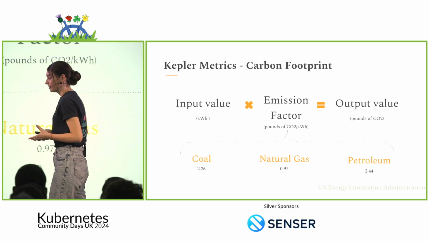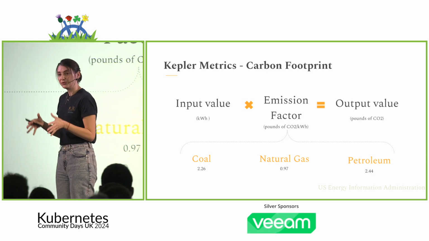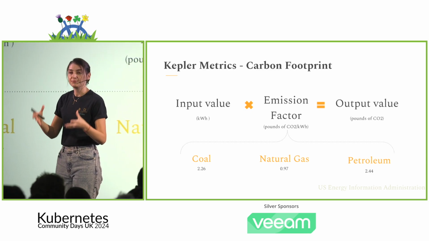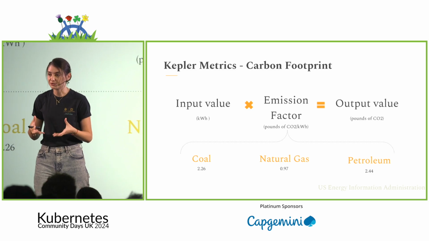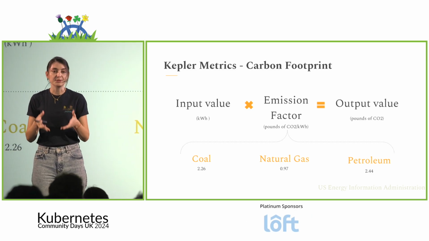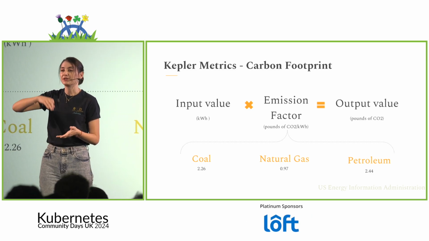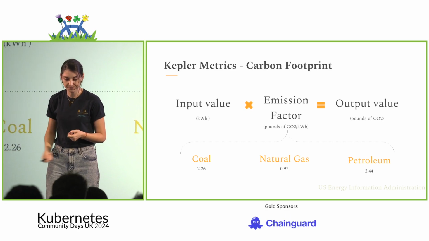Now, let's look into how Kepler calculates our emissions. The first thing we're going to have is our input value. And the input value is going to be the amount of energy consumed by your application. Kepler is going to calculate that in joules, and is going to convert that to kilowatt hours consumed.